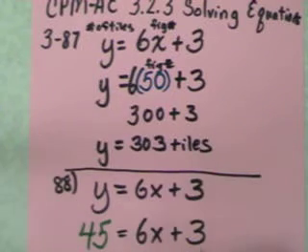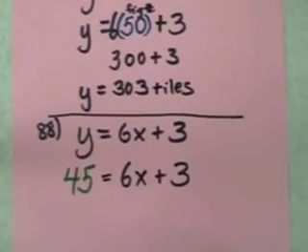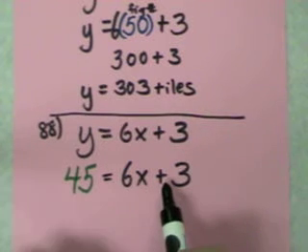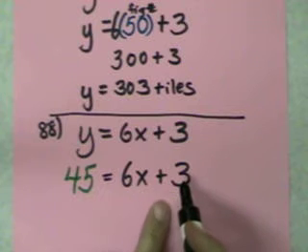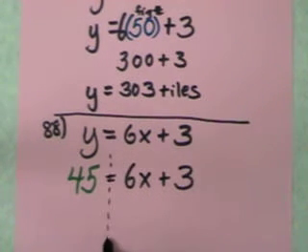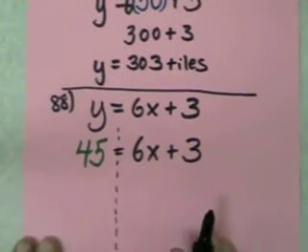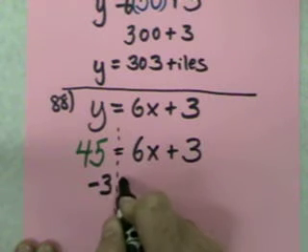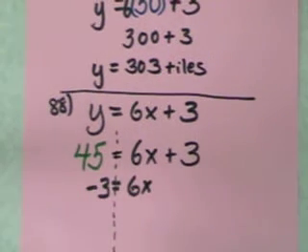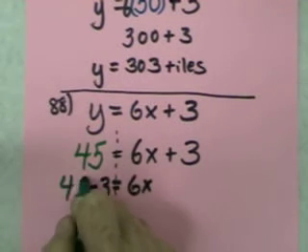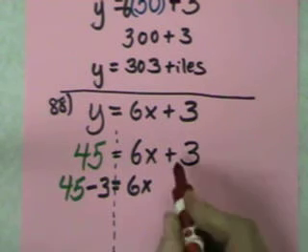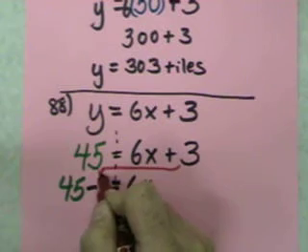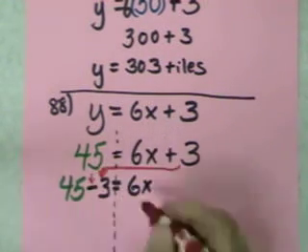Now remember when we were using the tile mats, we're still talking about how we're going to deal with movement on an equation. In other words, if I want to get my x's by themselves, all my x's are here, but they have some units with them. To move those units, when I move them across the equal sign, I need to change them to their opposite. So now I have 45 minus 3 equals 6x. I basically took the 3, took it across, moved it over, and made sure to change it to its opposite.